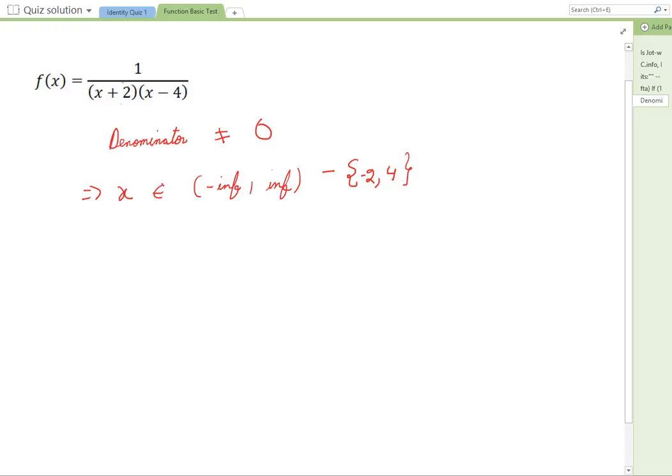And this question is a relatively straightforward one, similar to the one we did earlier. We have been given an expression and we need to find the domain of this expression. The only restriction we need to have here is that the denominator cannot be equal to 0, because division by 0 is not defined. And thus we get x is an element of minus infinity to infinity, except for the two values which will make that denominator 0, which is x equal to minus 2 and x equal to 4. So we exclude those values.